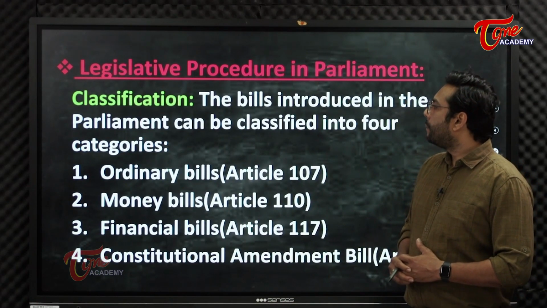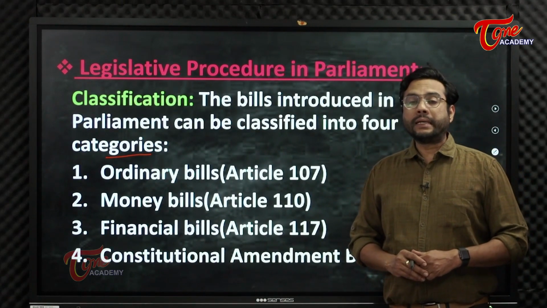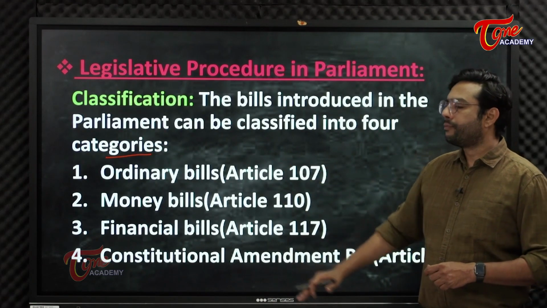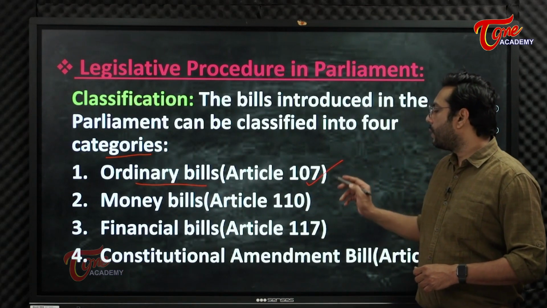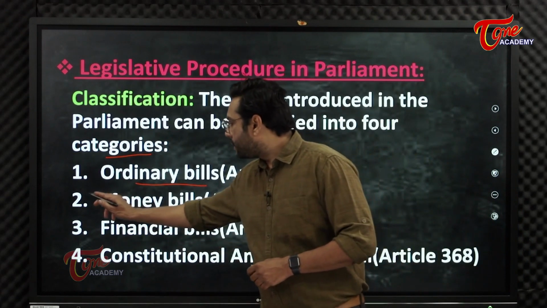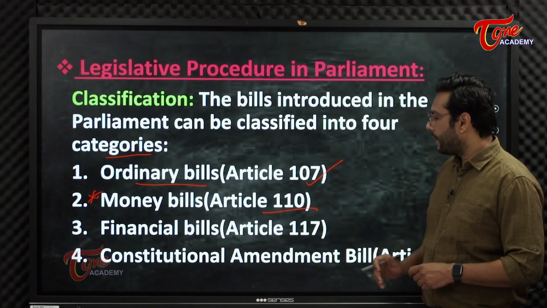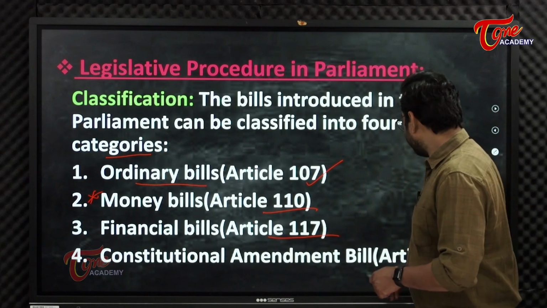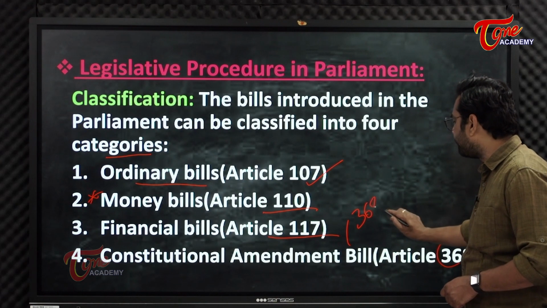Here the bills are also of other categories, depending upon the importance and nature of the bill. We have four kinds of bills. One is the ordinary bill, under Article 107. We have the money bill, which is the most important bill here, under Article 110. We have financial bills under Article 117, and we have the constitutional amendment bill, which is important, under Article 368.